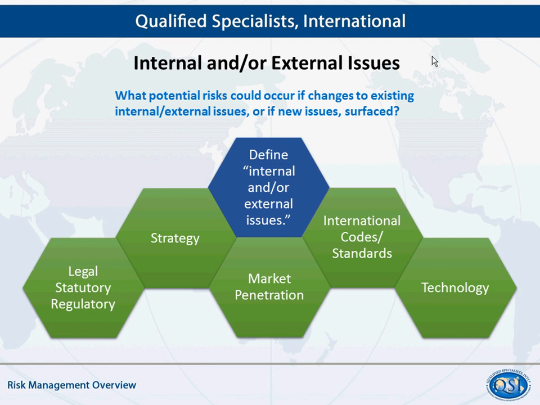So we're talking about internal or external issues. What does internal or external issue mean? That means different things to different people, but here are a few of them. If you have legal, statutory, or regulatory changes, maybe a change in strategy, maybe market penetration, the international codes or standards, technology. So as an example for international codes and standards, is ISO 9001:2015 an external issue?